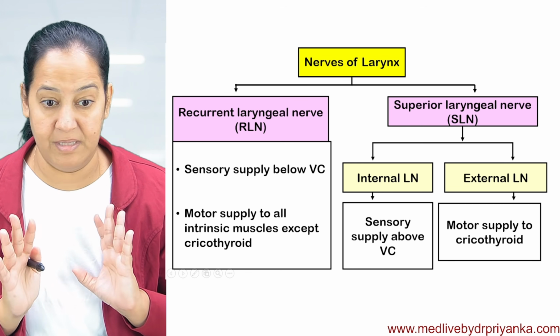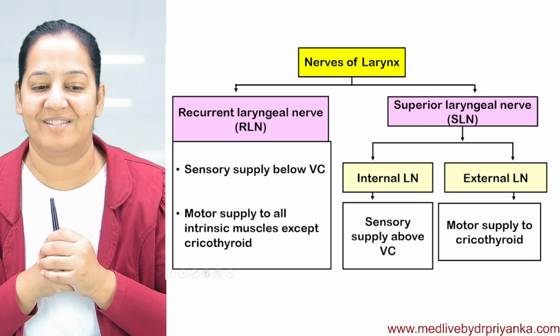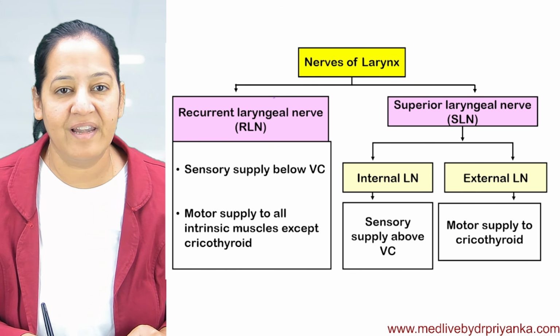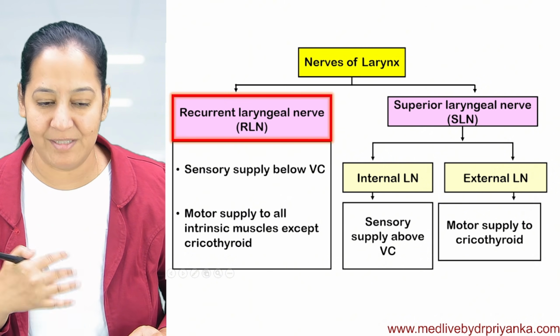Now this is your master table. If you want to understand paralysis, the tricky 6 types of paralysis, you have to learn this. This is your master table. Recurrent laryngeal nerve and superior laryngeal nerve. Both of them have sensory as well as motor supply.